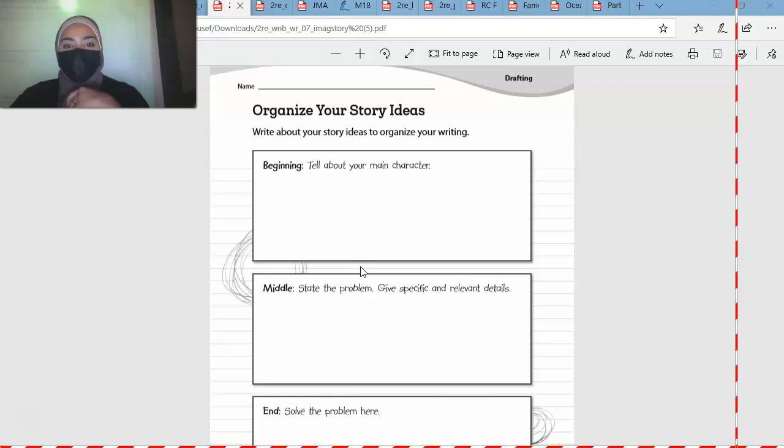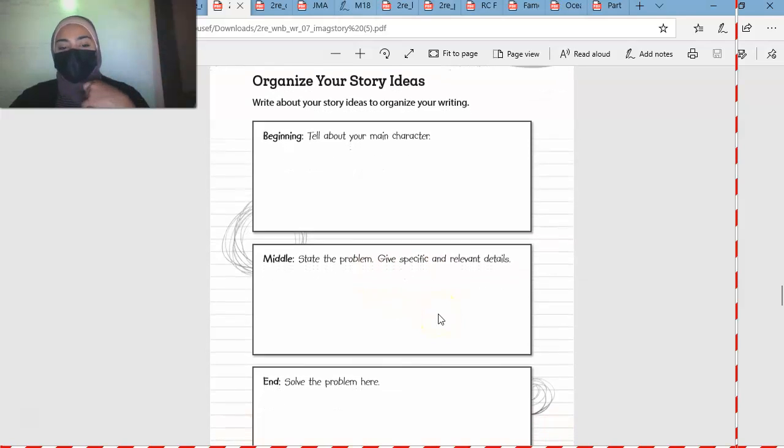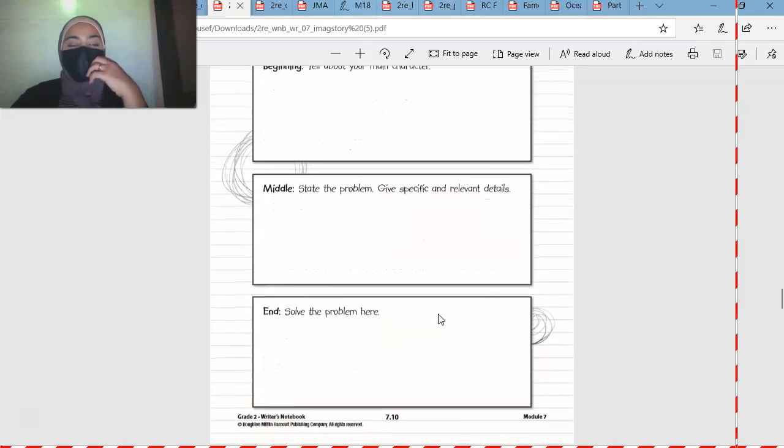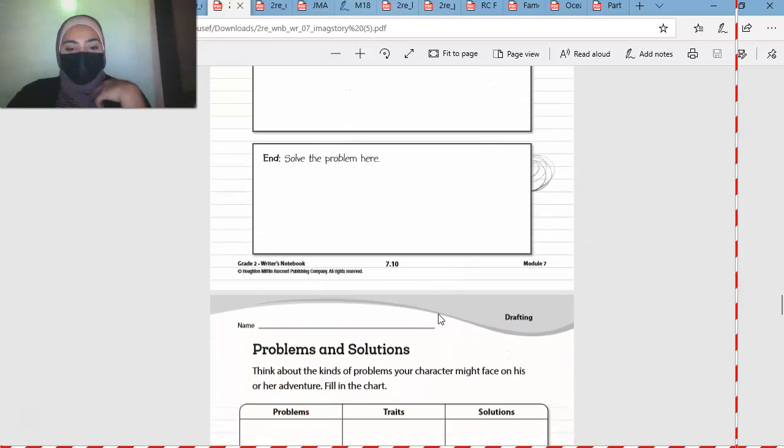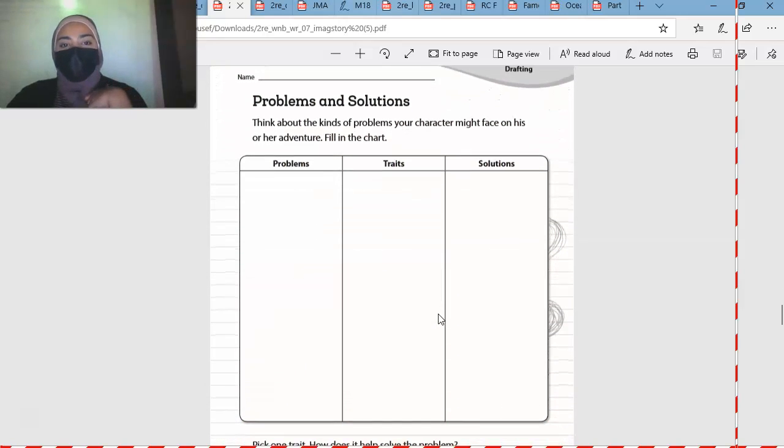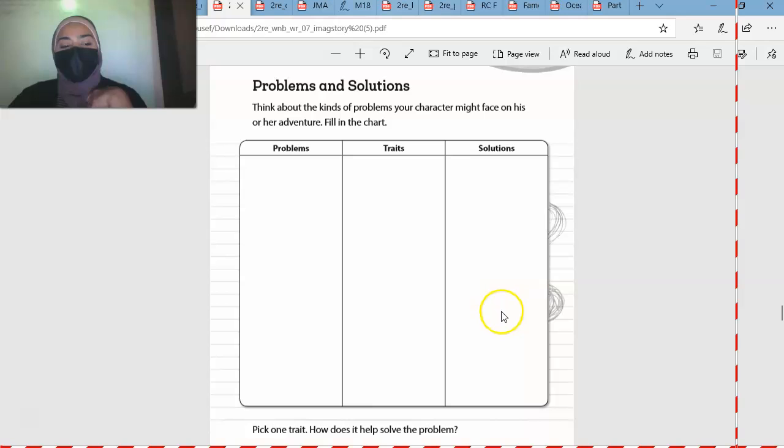Yesterday, we talked a little bit about organizing our ideas. The beginning, you told me about your main character. In the middle, you gave me a problem and details. And in the end, you gave me a solution or how to solve the problem. Yesterday, we also talked about the different problems someone may have and how they solve the problems and what that tells us about them. What kind of character traits do they have?